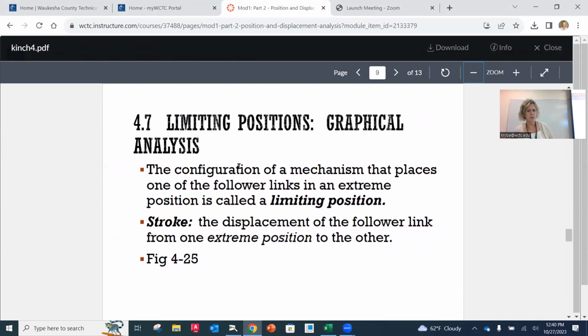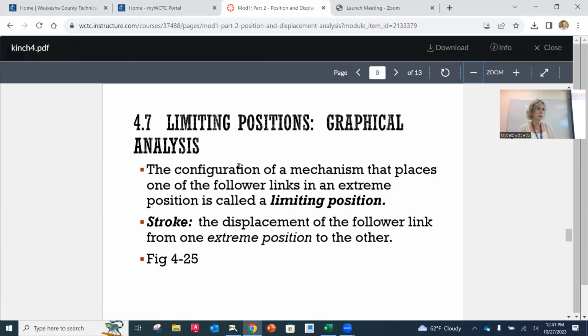Okay, limiting positions. And again, focusing on the graphical analysis side of things here. Limiting positions is when we have a configuration of a mechanism and we place it in its furthest and closest away positions, or what we call limiting positions. So when I go around in my entire cycle, where is the extent of our output going to be?